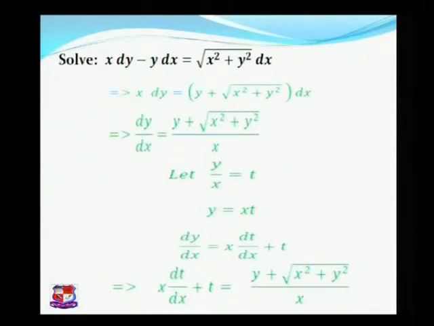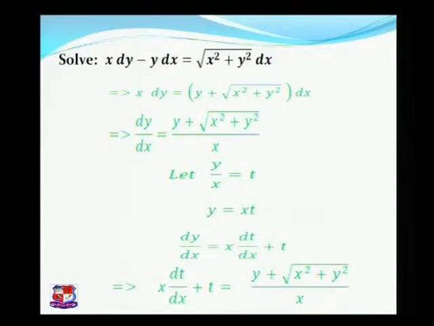If we discuss this example, we need to solve the differential equation x into dy minus y into dx is equal to root of x square plus y square into dx. So here we should note that in the left hand side there is a term with dx and there is also a term with dx in the right hand side. So first we need to simplify that term.